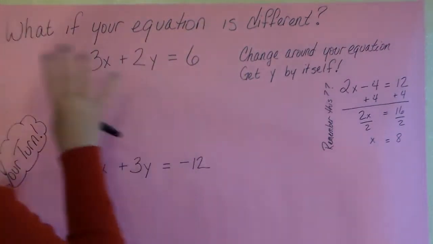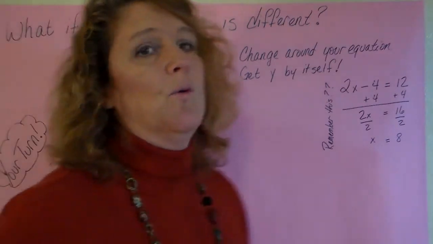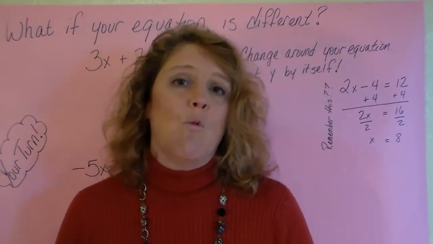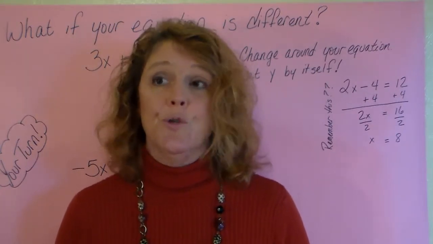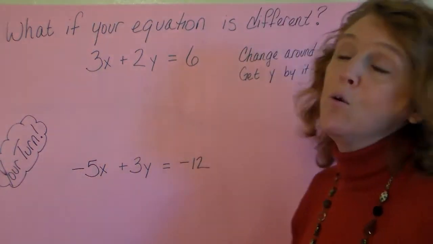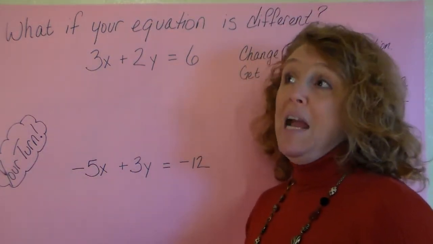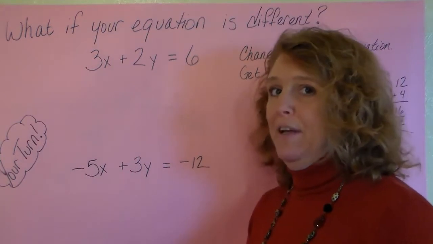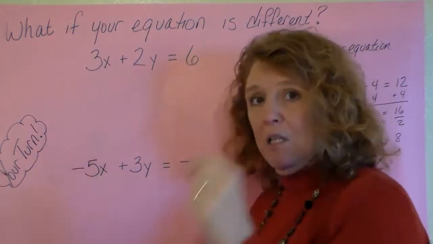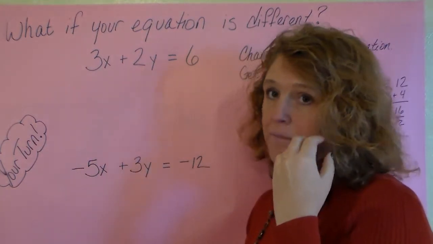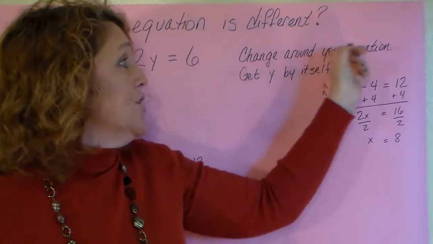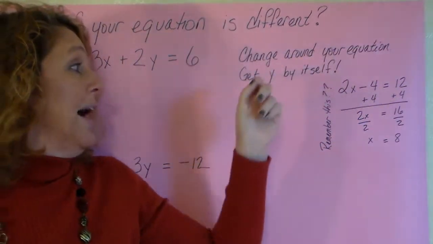Okay. So, the next question, what if your equation is different? What if it doesn't end up being y equals mx plus b? What if it doesn't look like y equals 1/3 x plus 2? What if it looks different? What if your equation looks like 3x plus 2y equals 6? I can't just magically graph this. I want to be able to get this to look like y equals something x plus or minus something. We're going to have to change around the equation to get y all by itself.